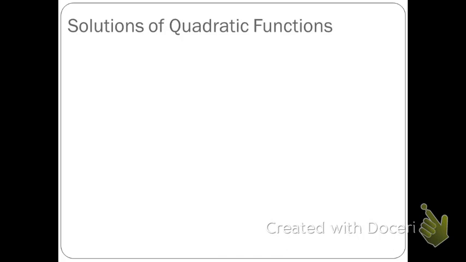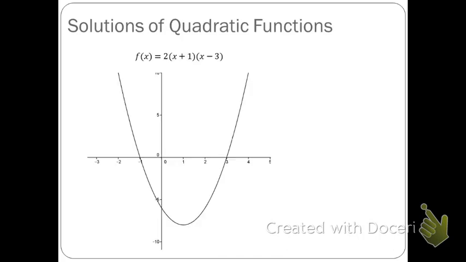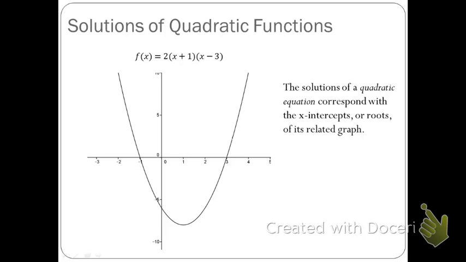Now I want to do a quick review with you. In our first video in this chapter, I had to explain to you what the solution of a quadratic function is. And basically we said that if you're looking at the graph of a quadratic function, it's the x-intercepts of the graph. So right here and right there determine the solutions of the equation. And those x-intercepts are also called roots.